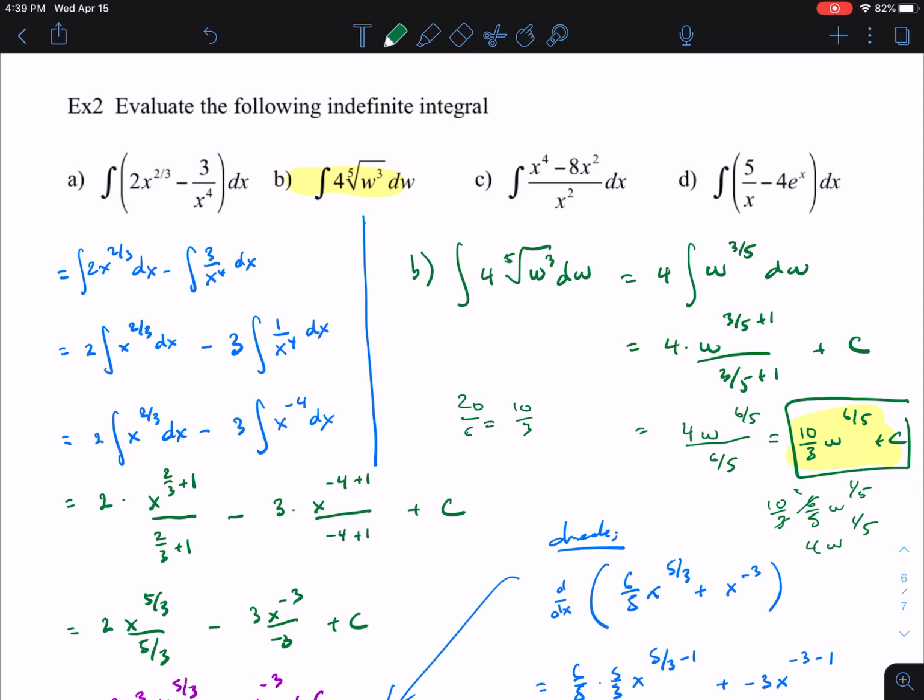Yeah, I made a mistake here. It should be 8/5 right there. That's the mistake I made. So 3/5 plus 1 is 8/5. Let's erase that. So 8/5.